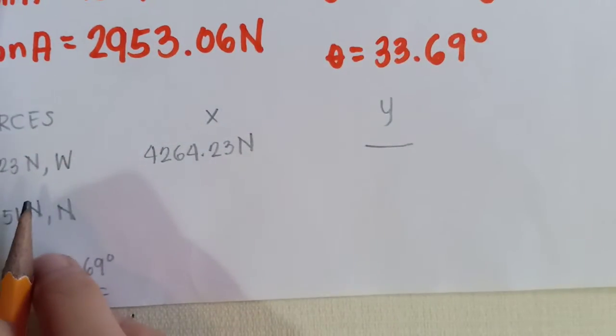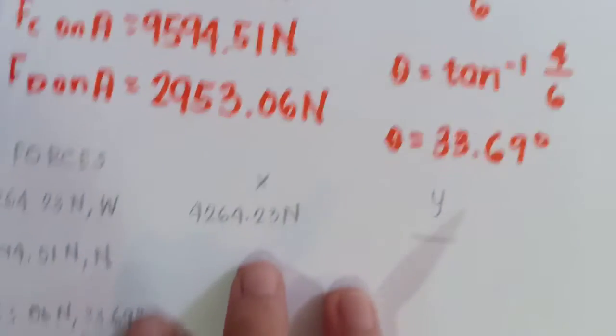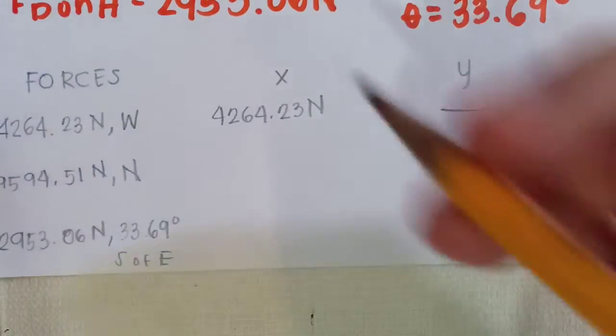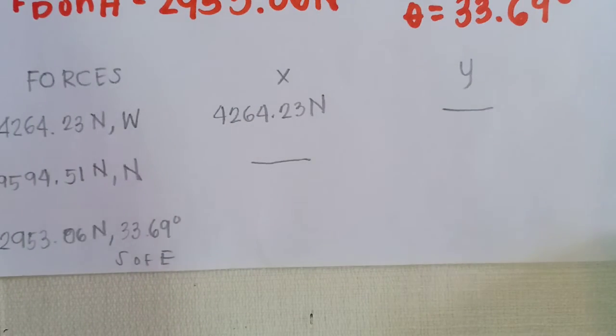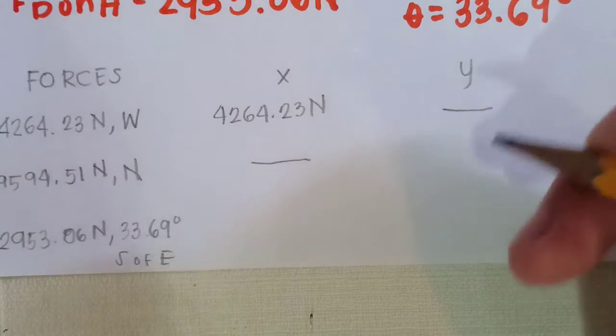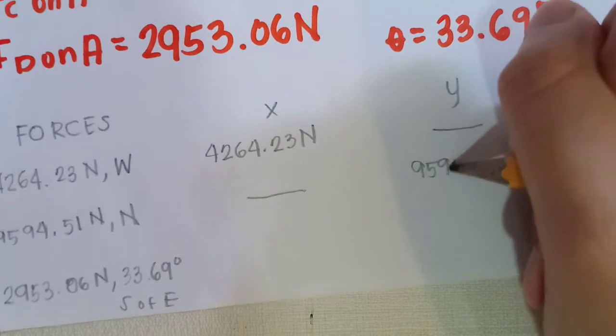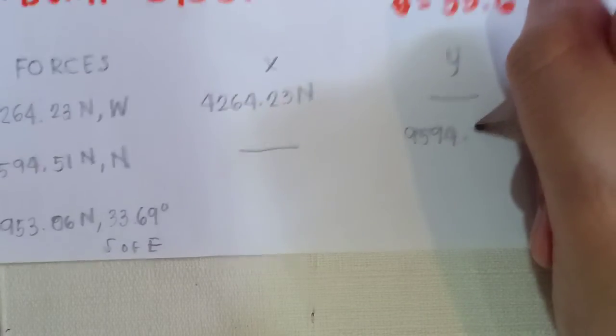Okay, it is going west. This one, 9594.51, is going north. So it has no horizontal direction, only vertical. So that would be 9594.51.